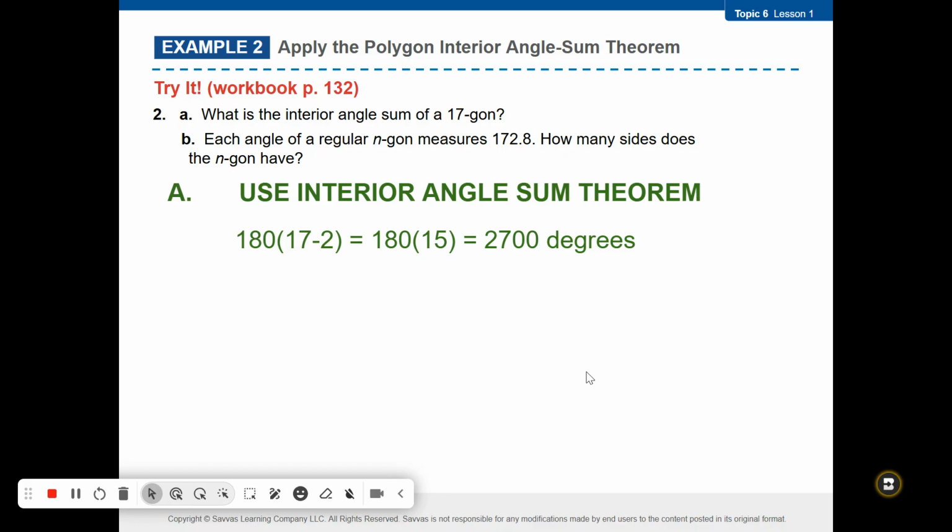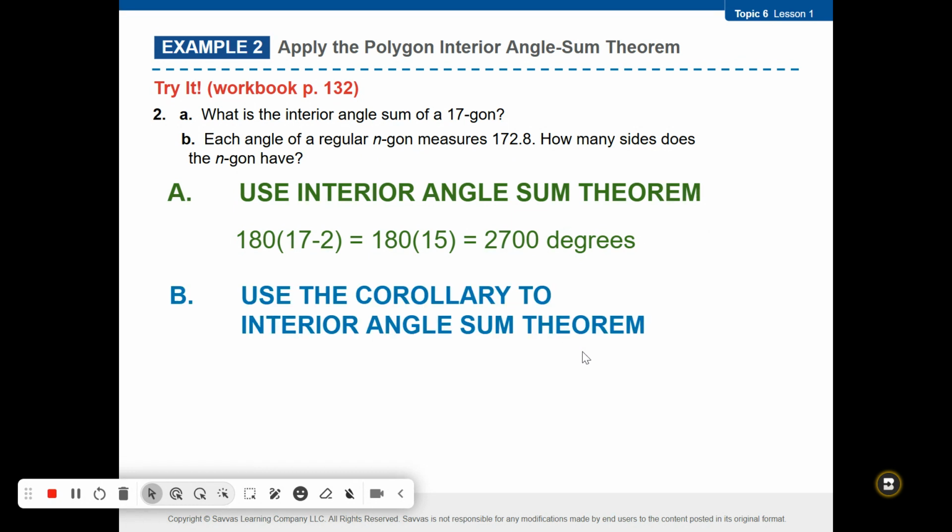All right, for part B, we're going to have to do a little bit different of a setup because now they're saying each angle of a regular n-gon measures 172.8 degrees. So what they're saying here is if you just took a measure of that one interior angle, it would be 172.8. They're asking you how many sides the n-gon has. Well, we're going to use the corollary for that. So we're going to set this up as 180 times n minus 2, divided by n, and we're setting that equal to 172.8.